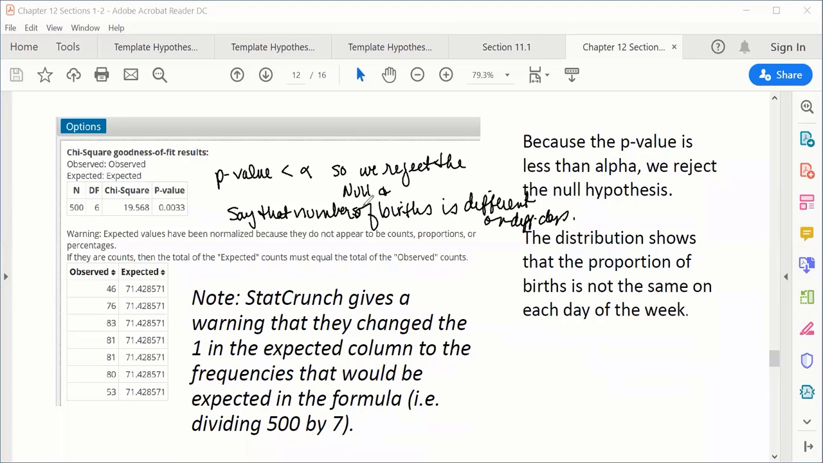Now, StatCrunch gave me this warning here, and it'll happen to you, so I wanted to talk to you about it. Because we didn't figure out the percent per day, like what the 7 days would be as proportions or counts, where we did 500 divided by 7 and put that on every line, it just gives you a little bit of warning, but it figures it out for you. So here is the actual 500 divided by 7, 71.428571. So it does it for you. And I love when it does it for me. So that's it.